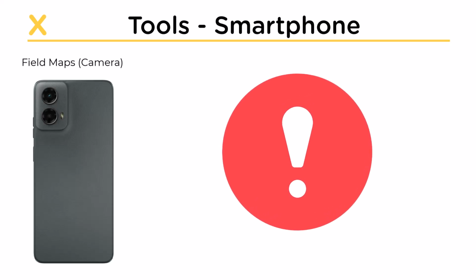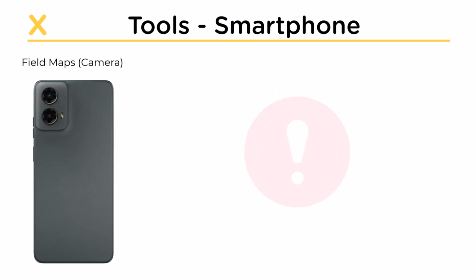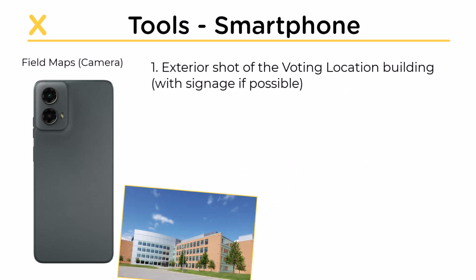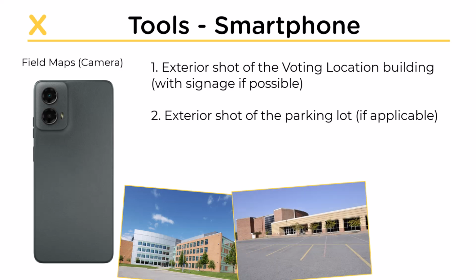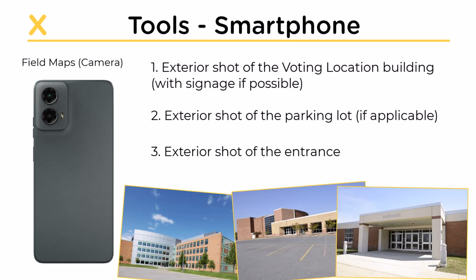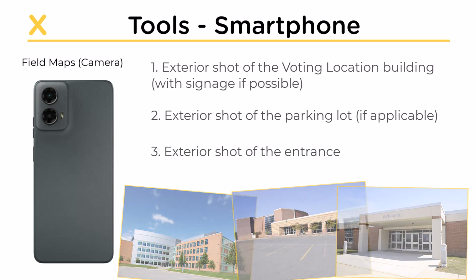To complete the voting location inspection, take photographs of the following: exterior shot capturing the whole voting location, preferably with the signage and address, used as the first photograph for the website, and can also be used to identify the start of a series for this voting location. Exterior shot of the parking lot to assist the elector in locating available parking. An exterior shot of the voting location entrance to assist the elector in locating the entrance into the building.